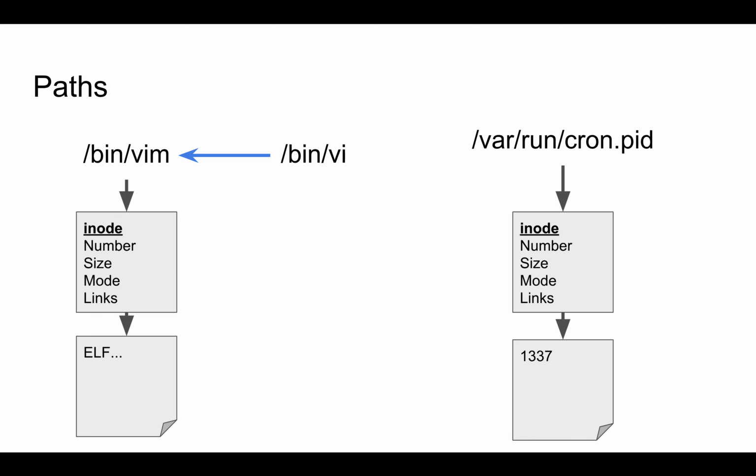It's a symlink. It points to /bin/vim, but if /bin/vim gets deleted, or the file system it's on gets unmounted, then /bin/vi, if you try to access it, will result in an error because its target's gone away, and /bin/vi had no way of knowing that. It had no way of stopping it.